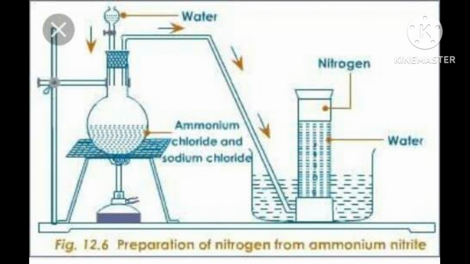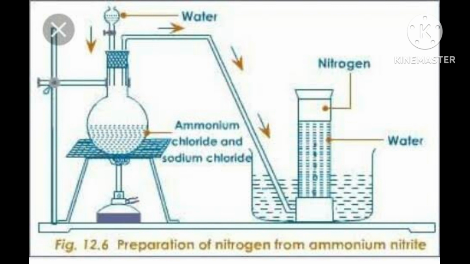Now second, that is 3Mg plus N2. Mg is also a metal. 3Mg plus N2 gives Mg3N2. Mg3N2 means magnesium nitride.